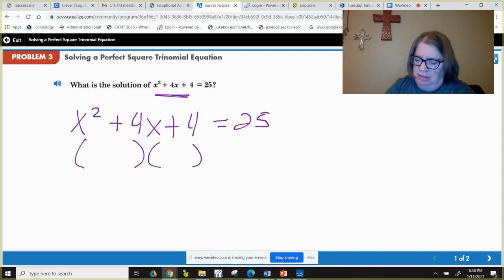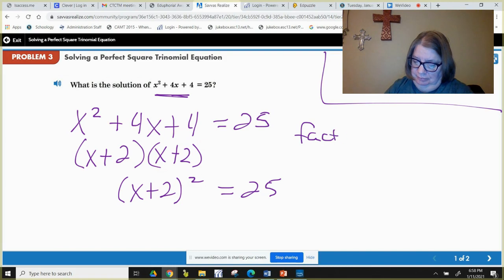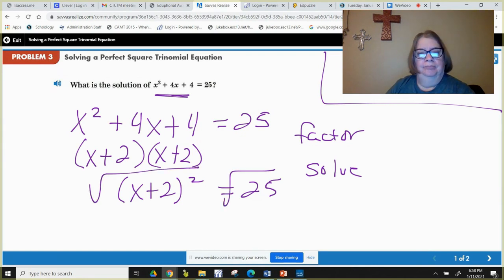This factors as what multiplies to 4 and adds to 4? It'll be plus 2 and plus 2, right? So this is x plus 2 squared equals 25. What did we do? We factored. Now we're going to solve. We can still take the square root right here and get x plus 2 equals plus or minus, what's the square root of 25? 5.